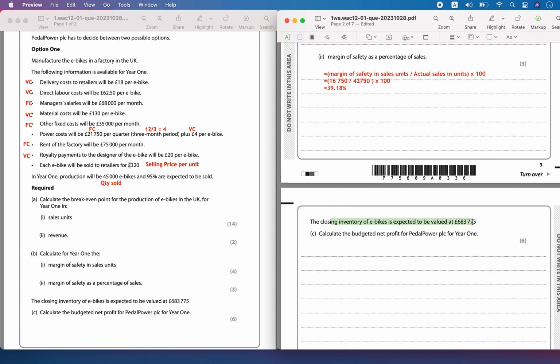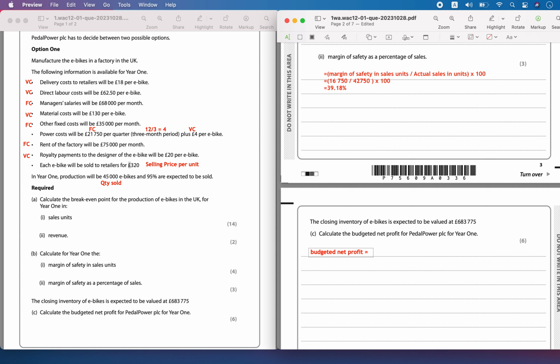Then you have the closing inventory of the e-bikes. It is expected to be valued around this much, 683775. Calculate the budgeted net profit. So we know what a net profit is, right? Budgeted net profit is equal to the revenue minus COGS.